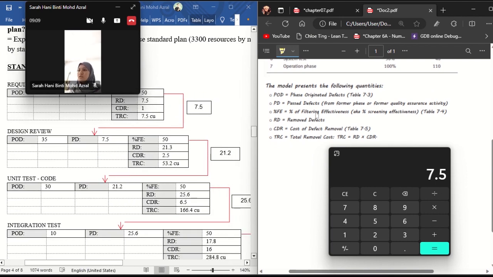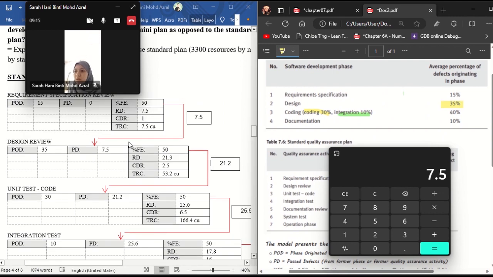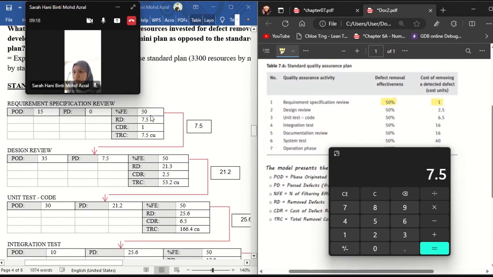So the next phase is design review. We have the POD, which is 35. From here, we have the PD, previous defect. So how do we get the previous defect? You subtract the remove defect from the total of POD and PD. So 15 minus 7.5, you'll get 7.5. So that's how you get the previous defects.